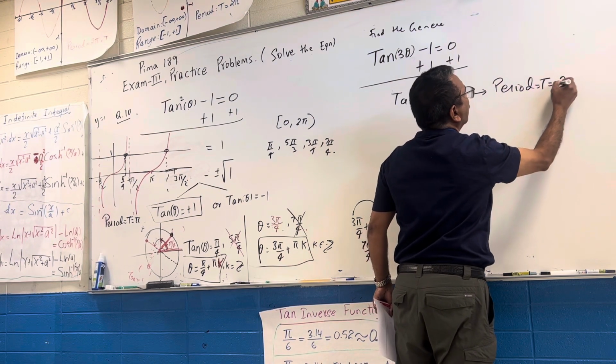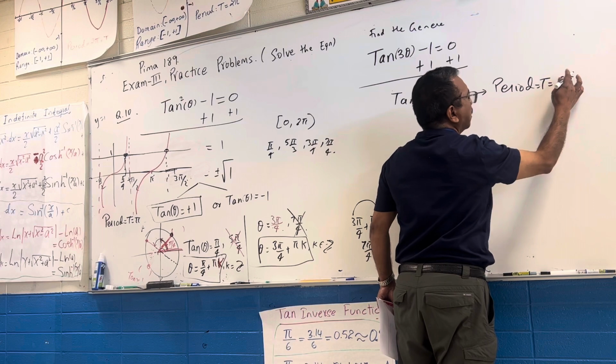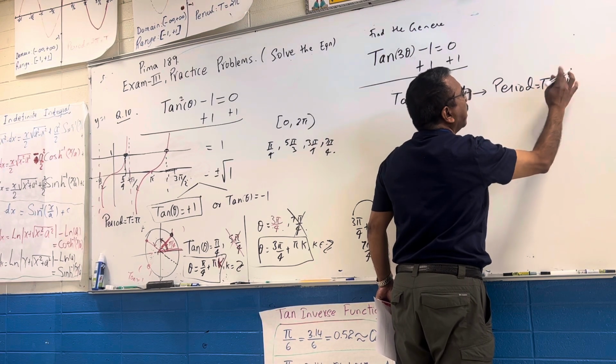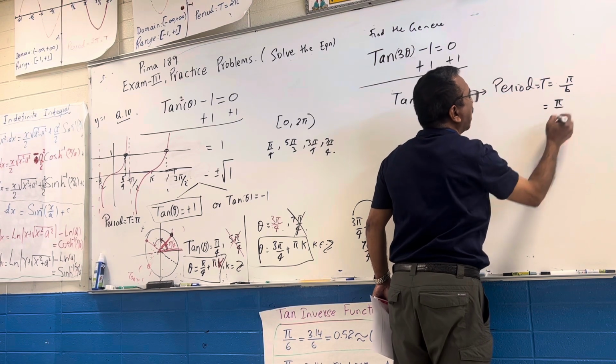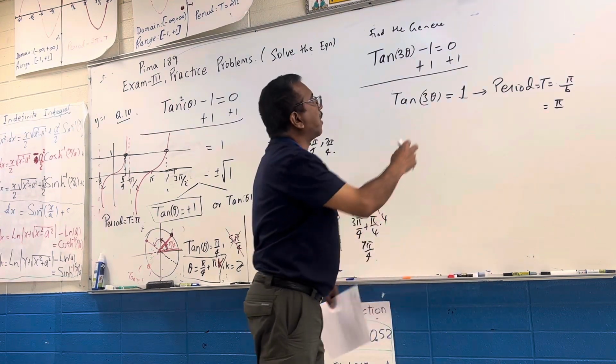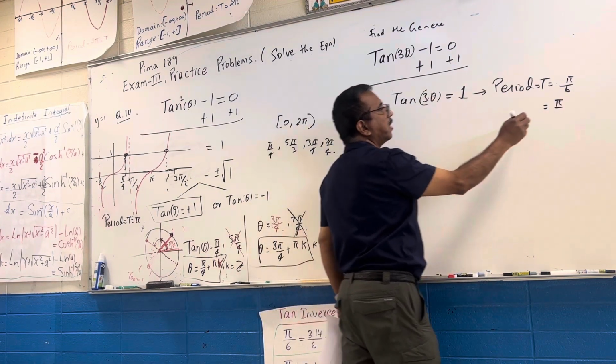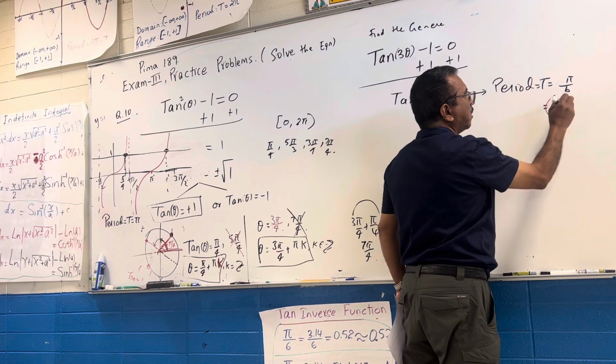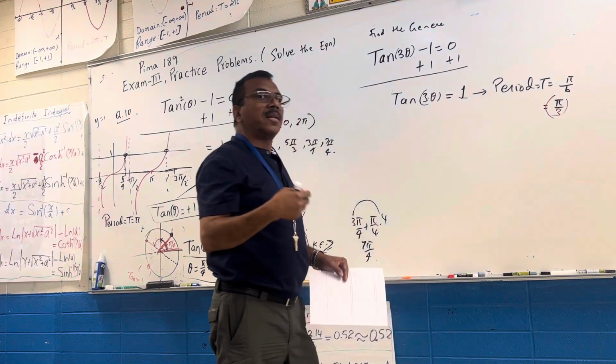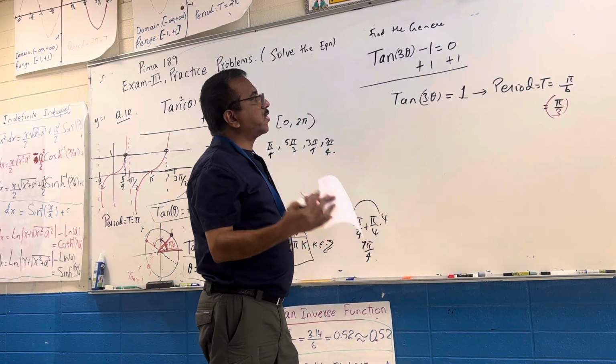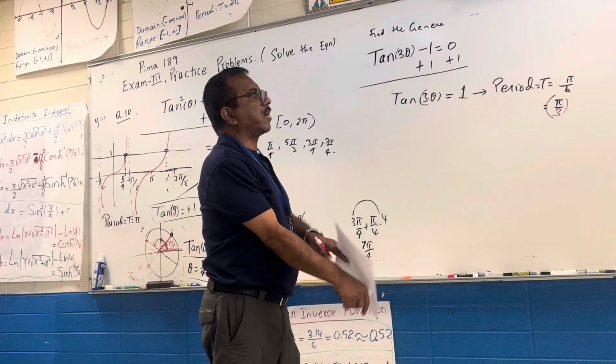And when you get to this step, remember the period now is not pi. Here the period is pi by b, because the period of tan is pi. The coefficient of the variable here is 3, so that's the period, pi by 3. It means there's a horizontal stretch by a scale factor of 1/3.